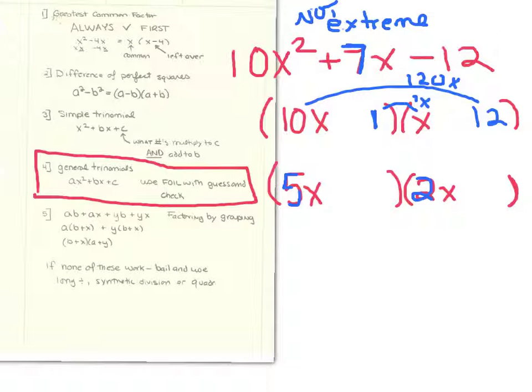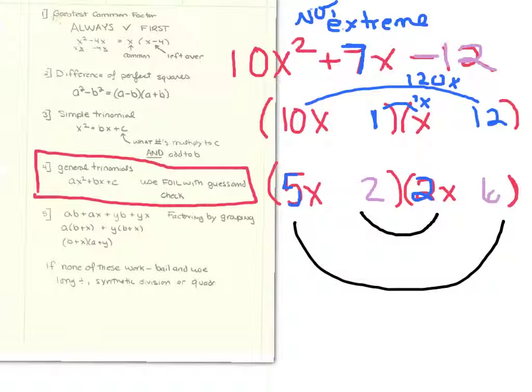So the first term has to be 10, and the last term has to be negative 12. So I need to concentrate on making the first term 10 and the last term negative 12. And then I also have to check the outside and the inside with FOIL in order to make sure I get the middle term of 7. So if I put in, let's say, 2 and 6 to make 12, that makes my outside term 30 and my inside term 4, and that's not going to make 7.